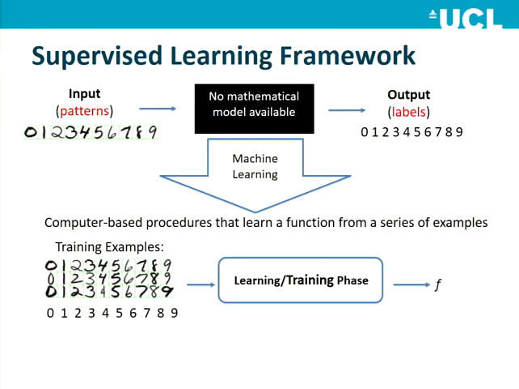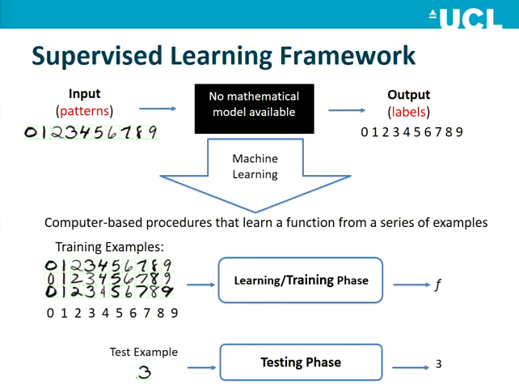And we have two phases. The training phase, where we give examples of this relationship we want to learn. So we have the patterns here and the labels. And the outcome of the training is a function that does this mapping, giving the input, gives the output. And the second phase is the testing phase. So given a new pattern, we can make predictions using the function that we've just learned during the training. So that's the basic framework.